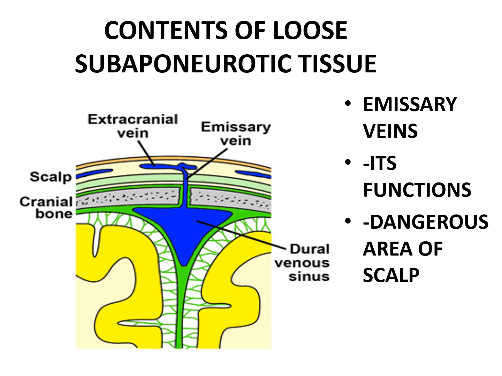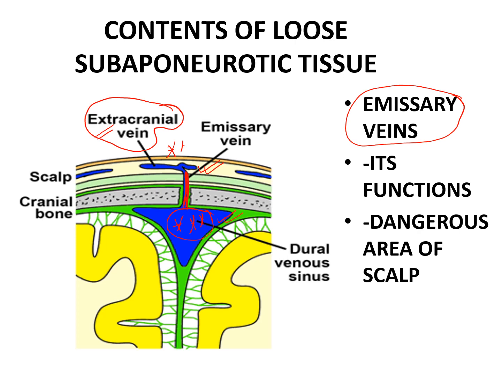Now one of the contents of the space is emissary veins. These are valveless. These veins connect the veins in the scalp which are extracranial because they are outside the cranium. They are called extracranial. They connect extracranial veins with intracranial veins, which are inside the cranium, that is why they are called intracranial veins. So the emissary veins will connect the extracranial veins with the intracranial veins.